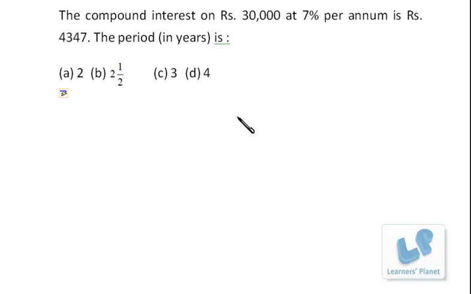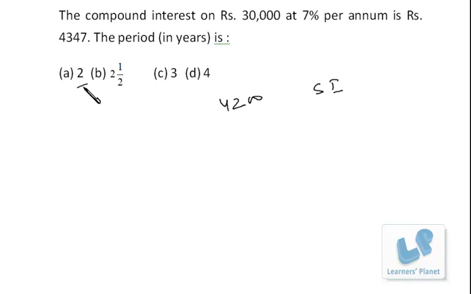Now suppose instead of compound interest, I take only simple interest, then what amount do I get after 2 years? Suppose I choose the first option. So 30,000 at 7% per annum, that means for 2 years the rate will be 14%. So 14% of 30,000 will be approximately 4,200. As of now we are just talking about simple interest. So for 2 years the interest portion on 30,000 will be 4200, and compound interest will be a bit more than that.